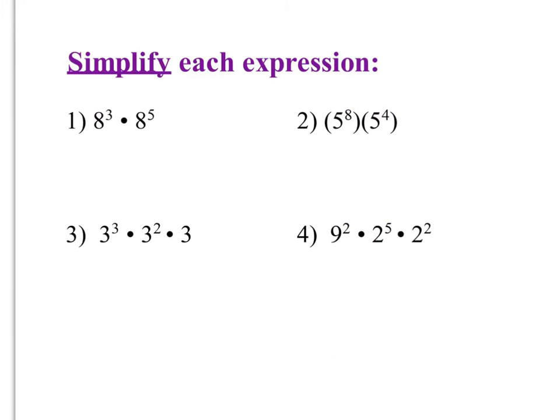So number 1 says 8 to the third times 8 to the fifth. They have the same base, which is 8. So it's going to be 8. When I'm multiplying, I add my exponents of 3 and 5. So my simplified means I don't need to multiply it out. My simplified version for my expression is 8 to the 8th power. Do number 2 on your own.